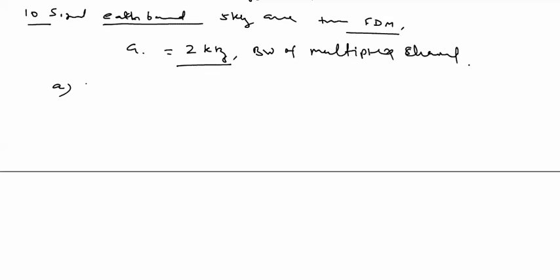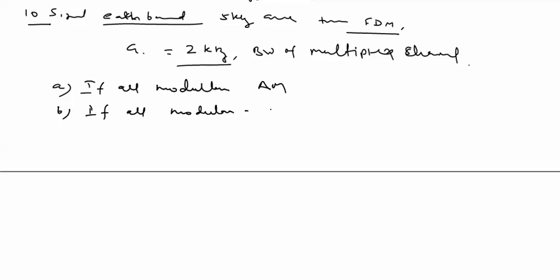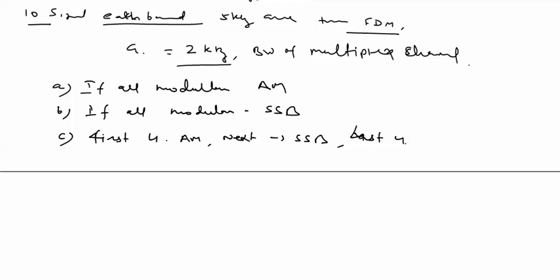Question A: if all modulators are AM. Question B: if all modulators are SSB. Question C: if the first four are AM, the next two are SSB, and the last four are DSBSC. Then calculate the bandwidth.